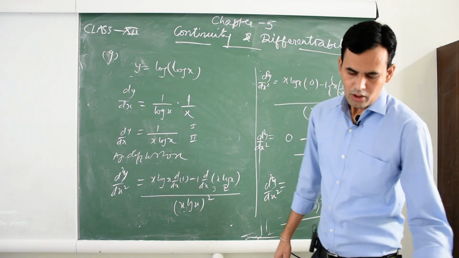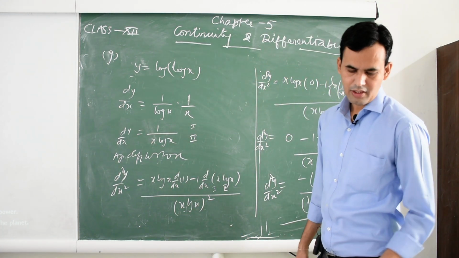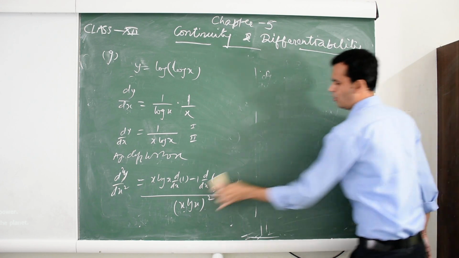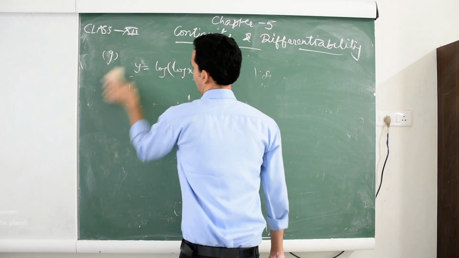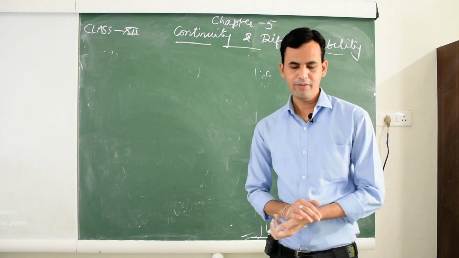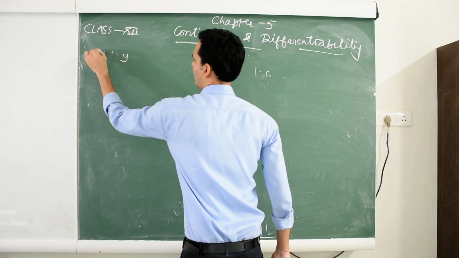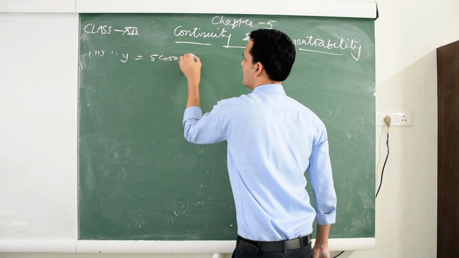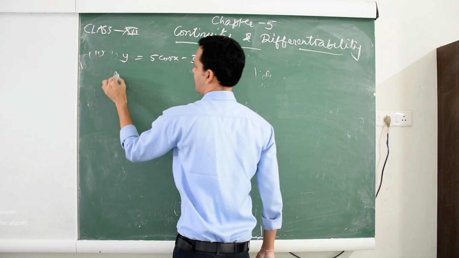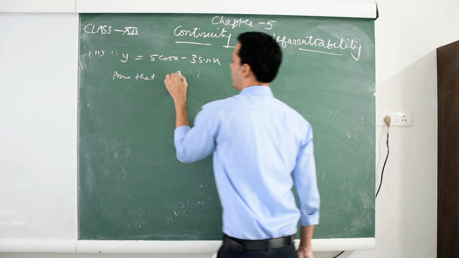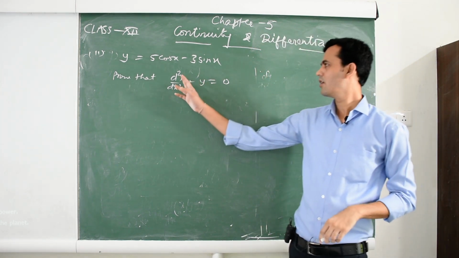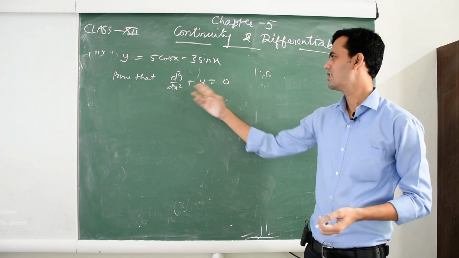Okay. Now we have some more questions in this exercise, which we have to prove. So we take question number 11, in which we have y equals 5 cos x minus 3 sin x, and we have to prove that d2y by dx square plus y equals 0. So we find the second order derivative, and then we have to prove that this equals 0.